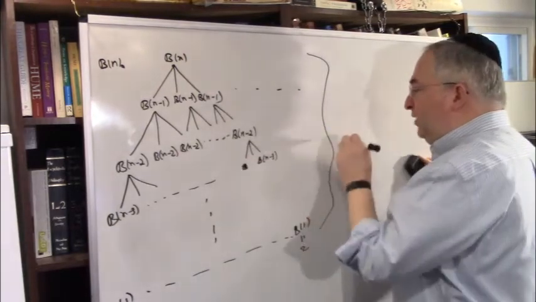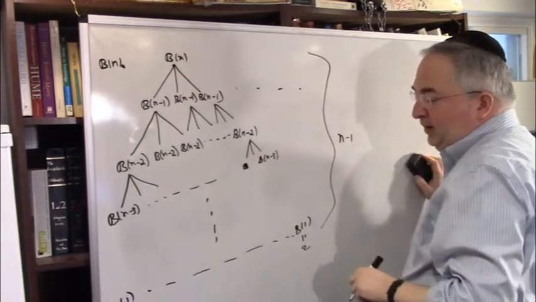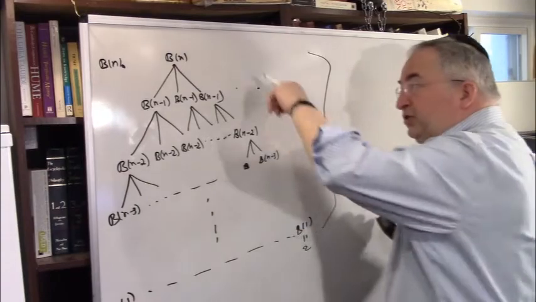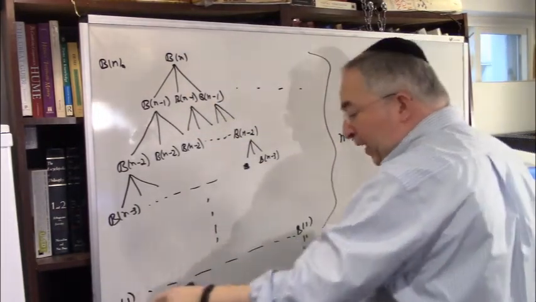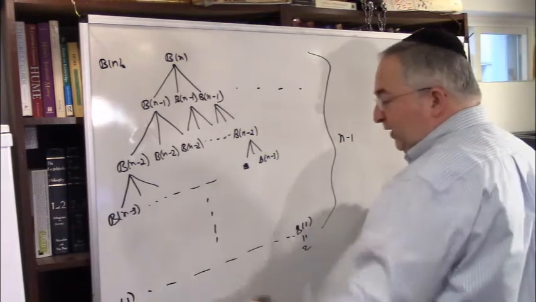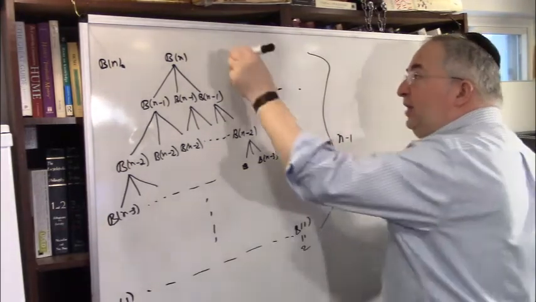So from n to 1 is n minus 1. Okay, and there's no numbers here. You're not adding up any numbers here. But how many numbers are down here? And the answer is, well, let's go through it.